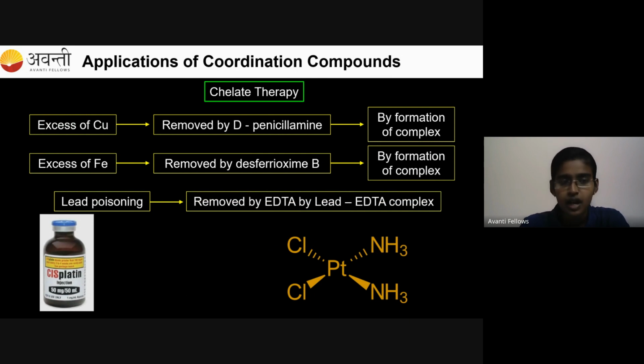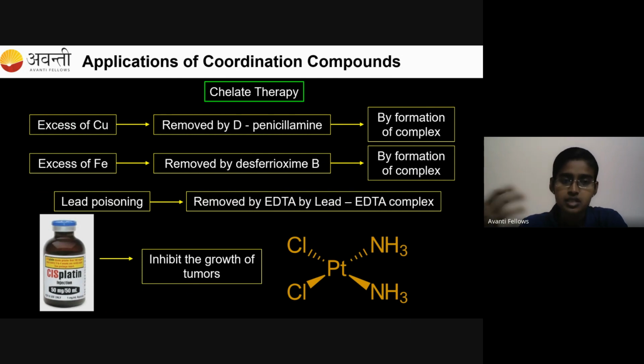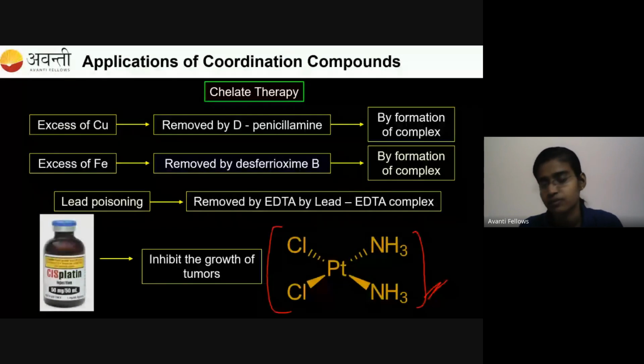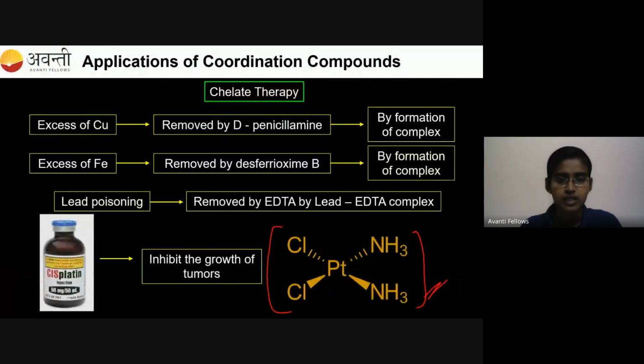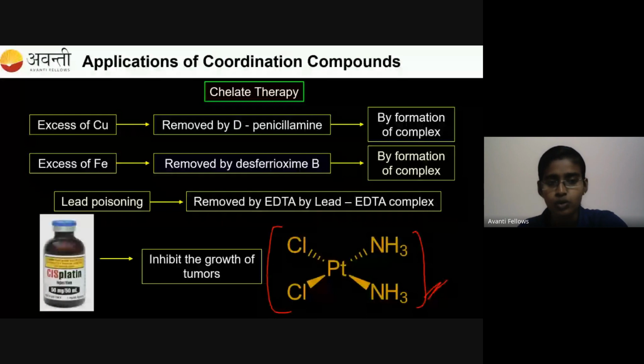And cisplatin inhibits the growth of tumors. This compound is used majorly for treating cancers. It stops the growth of tumors inside the body, and it is a coordination complex. Got it? So it is used for chelate therapy purposes. So with this, the lesson gets over for us.